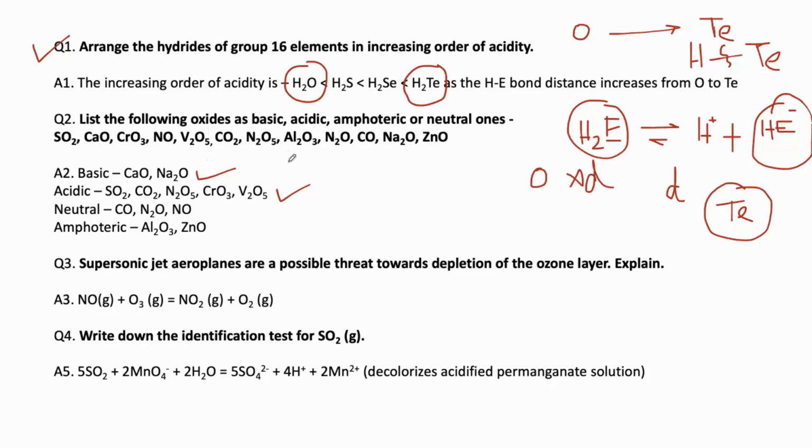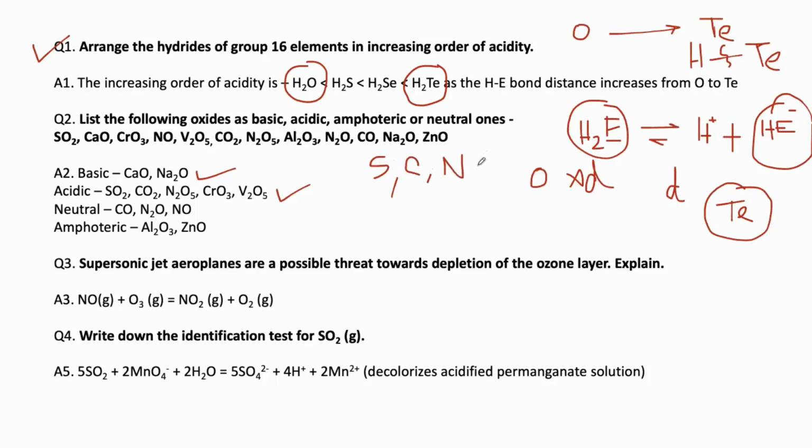Calcium oxide, if it reacts with water, produces calcium hydroxide, which is a strong base. So it is a basic oxide. Na2O, when it reacts with water, forms NaOH. So it is also a basic oxide. You can see here all the non-metallic oxides. Sulfur is a non-metal. Carbon is a non-metal. Nitrogen is also a non-metal.